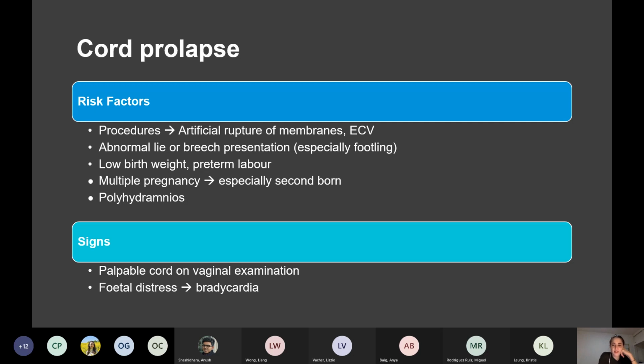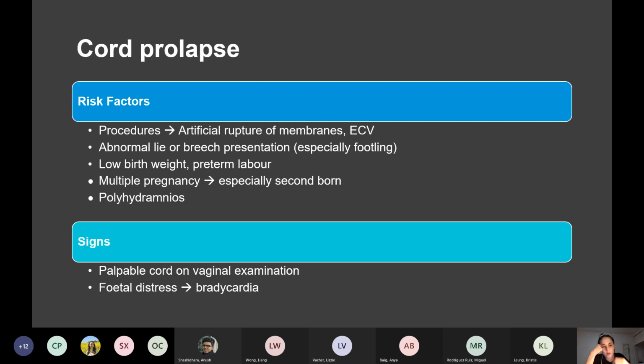So ECV is external cephalic version, and it is done basically when the baby's breech and you literally push the baby round from the outside to try and make them flip round. Basically you're moving the baby and the cord around, so you can cause rupture of membranes, and you can cause cord prolapse because as you push the baby, you might push the cord as well, and the cord can then drop below the baby.